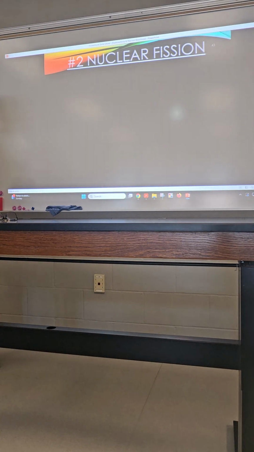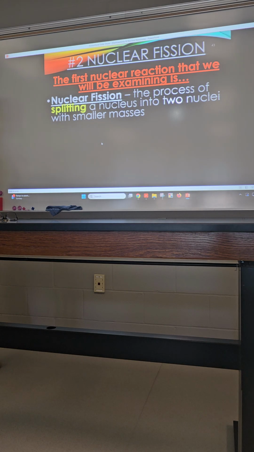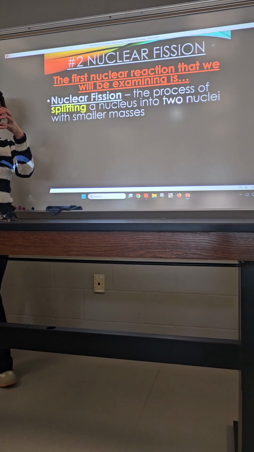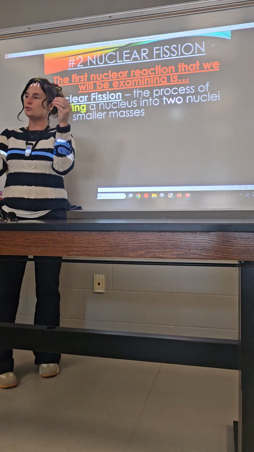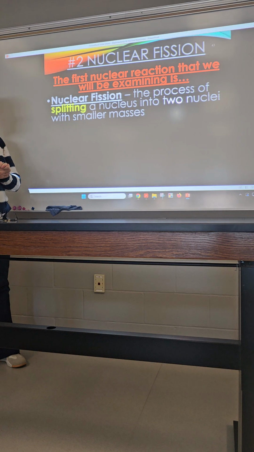Good. So the first nuclear reaction that we're going to be examining is nuclear fission. This is the process of splitting a nucleus into two nuclei with smaller masses. So you're going from something big and you're going to split it into something smaller. Fission.